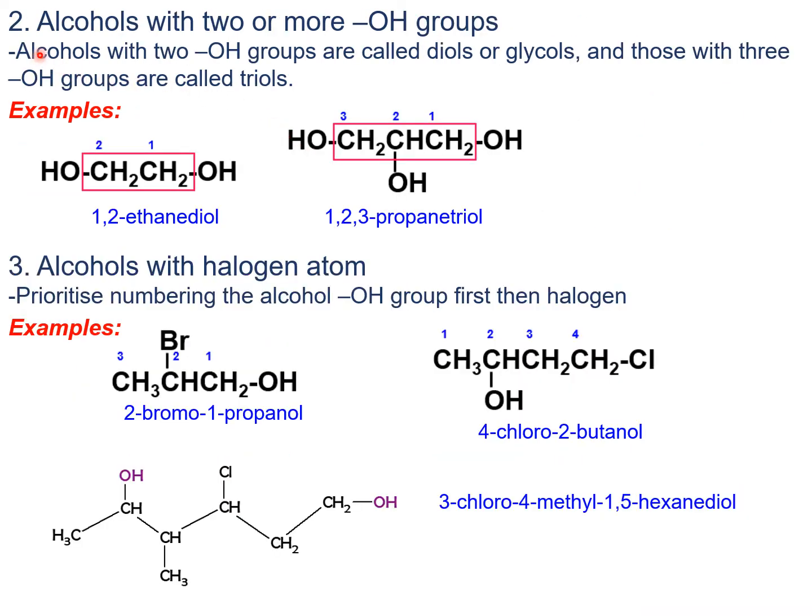Okay, so what if, let's say, your alcohol has 2 or more OH groups? If it has 2 OH groups, you name it a diol. If it has 3 OH groups, you name it a triol.